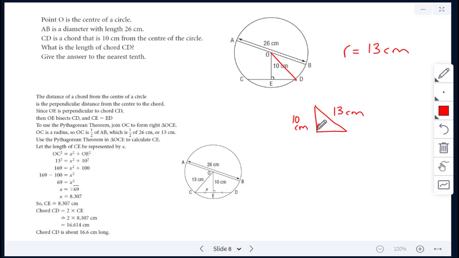This is the hypotenuse. So 13 squared minus 10 squared gives us the answer of 8.307. All right, but because that's only half the chord, we have to double it. So 2 times 8.307, which gives 16.6 centimeters long for the chord C to D.